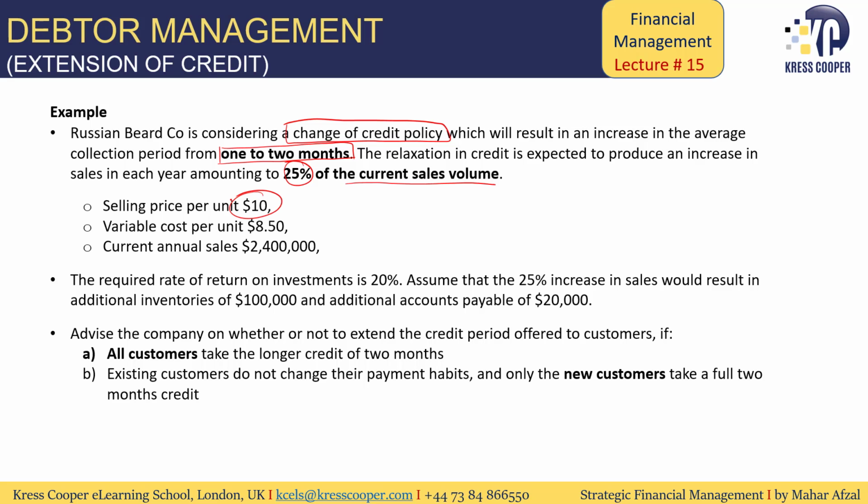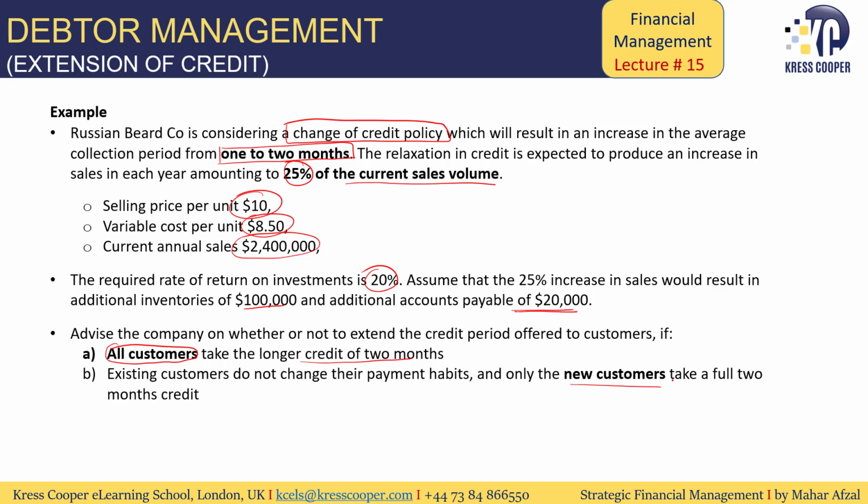Selling price of the product is $10, variable cost is $8.5, and current annual sales revenue is $2.4 million. Required rate of investment is 20%. Assume that the 25% increase in sales would result in additional inventories of 100,000 and additional accounts payable of 20,000. The company needs to decide whether to give this offer to all customers, or only to new customers.